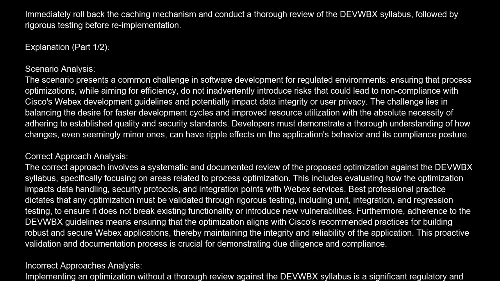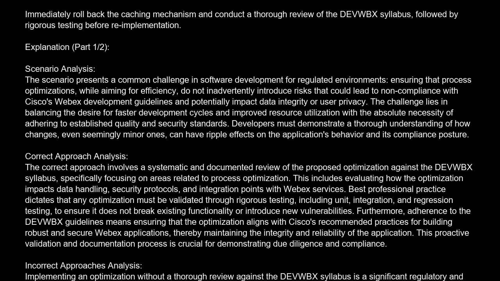The challenge lies in balancing the desire for faster development cycles and improved resource utilization with the absolute necessity of adhering to established quality and security standards. Developers must demonstrate a thorough understanding of how changes, even seemingly minor ones, can have ripple effects on the application's behavior and its compliance posture. Correct approach analysis. The correct approach involves a systematic and documented review of the proposed optimization against the DEVWBX syllabus, specifically focusing on areas related to process optimization.